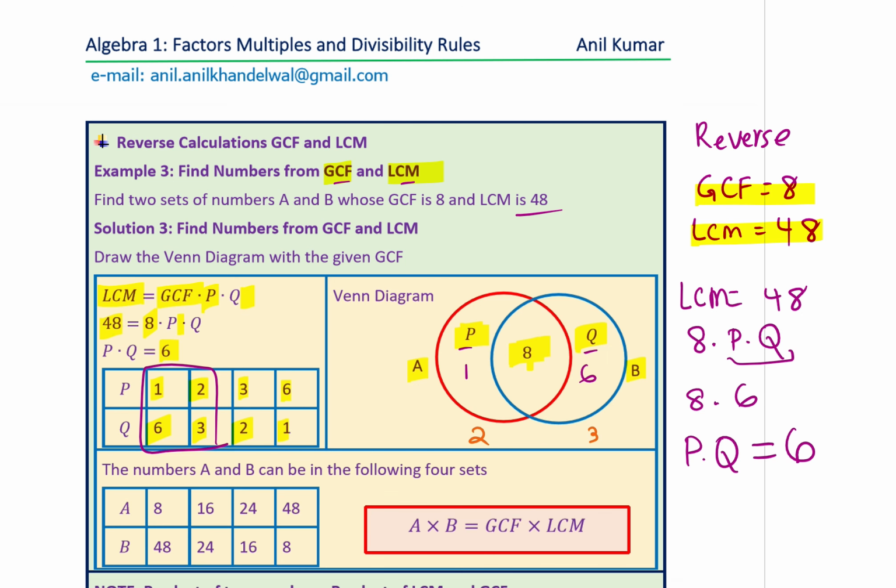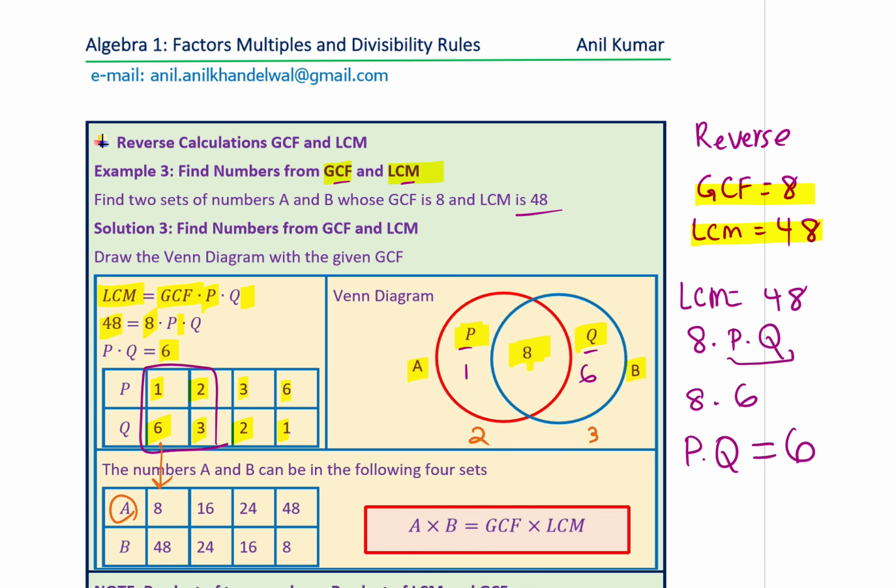Do you see that? Now, if it is 1 and 6, for example, then what is P? P will be 1 times 8, right? And Q will be 6 times 8, which is 48. You get the idea. So those are the numbers. So if I take 1 and 6 as the case, then what are the numbers A and B?